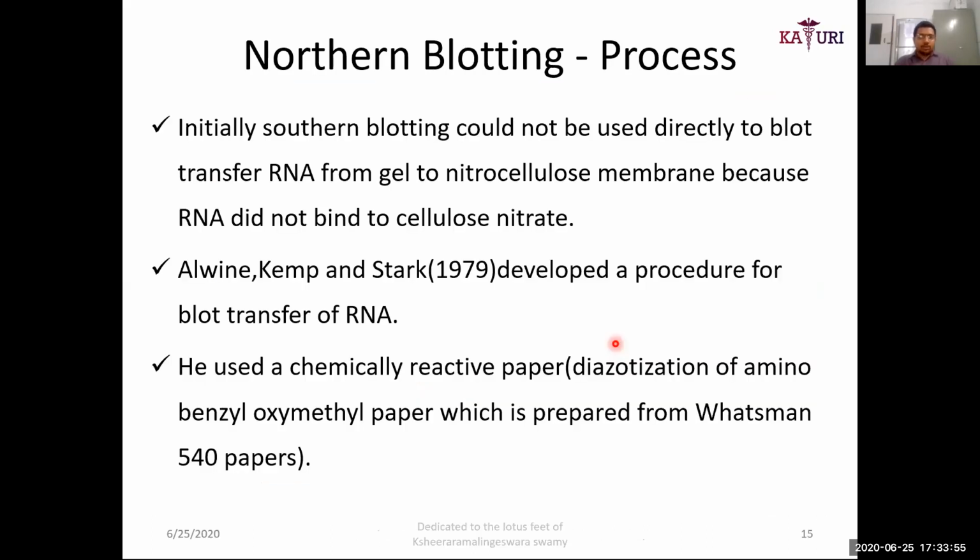Now coming to the Northern blotting process. Initially, the Southern blotting process was tried for RNA also, but it was not successful because the RNA did not bind to the cellulose membrane. So Alwine, Kemp, and Stark developed a procedure for the transfer of RNA. They used a chemically reactive paper, diazotized aminobenzyloxymethyl paper, which is like a modified Whatman paper. It is impregnated with a chemical called diazotized aminobenzyloxymethyl, a chemically treated paper which is going to stop the RNA from going through.